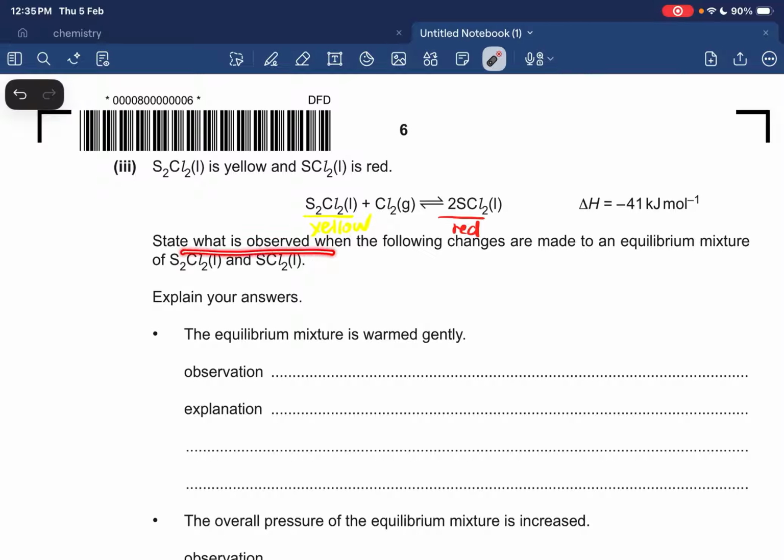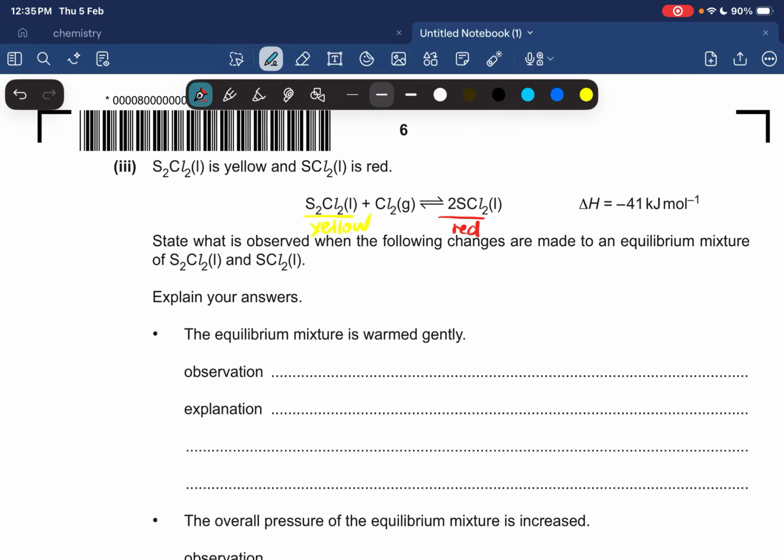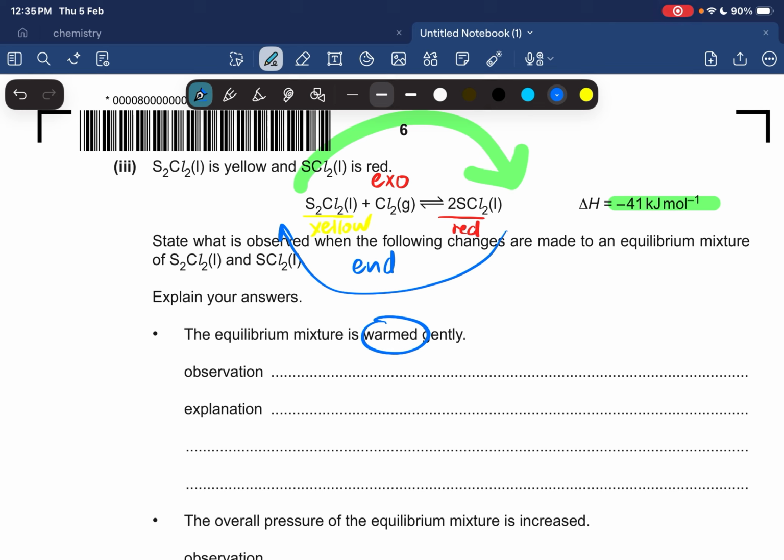State what is observed when the following changes are made to the equilibrium mixture of this and this. Explain your answers. The equilibrium mixture is warmed gently. So you know that the forward reaction is exothermic. If the forward reaction is exothermic, you definitely know that the backward reaction gotta be endothermic. And over here, you are warming the mixture. When you're warming the mixture, you're providing it heat.